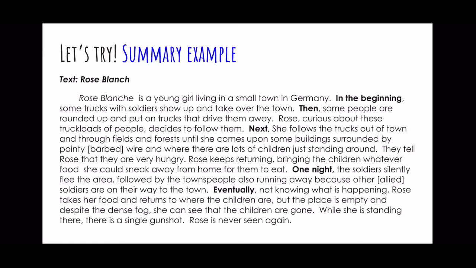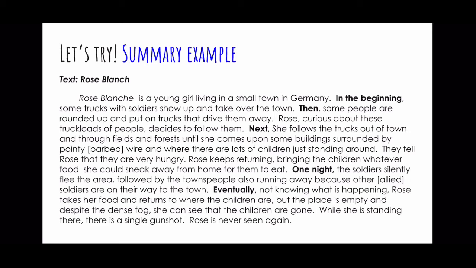So, Rose Blanche is a young girl living in a small town in Germany. In the beginning, so I'm telling the beginning, some trucks with soldiers show up and take over the town. Then, some people are rounded up and put on the trucks that drive them away. Rose, curious about these truckloads of people, decides to follow them. So do you see how already I'm describing the character, inching into what the problem was, but I'm saying it in a way that makes sense to anybody that reads this, even if they're unfamiliar with the story, because I'm just quickly summarizing.